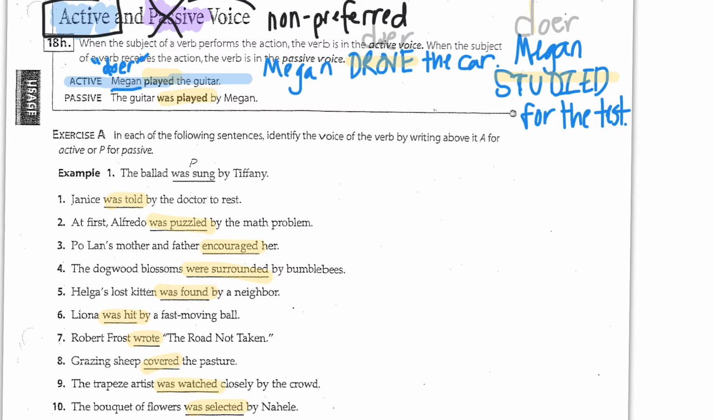But when we look at these passive voice sentences, notice we still have Megan in the sentence, but she has moved now to a different location. We see that in these passive voice sentences, we now have a guitar as the subject of the sentence, and the doer, Megan, she's now moved to a prepositional phrase at the end. We have the guitar was played by Megan.